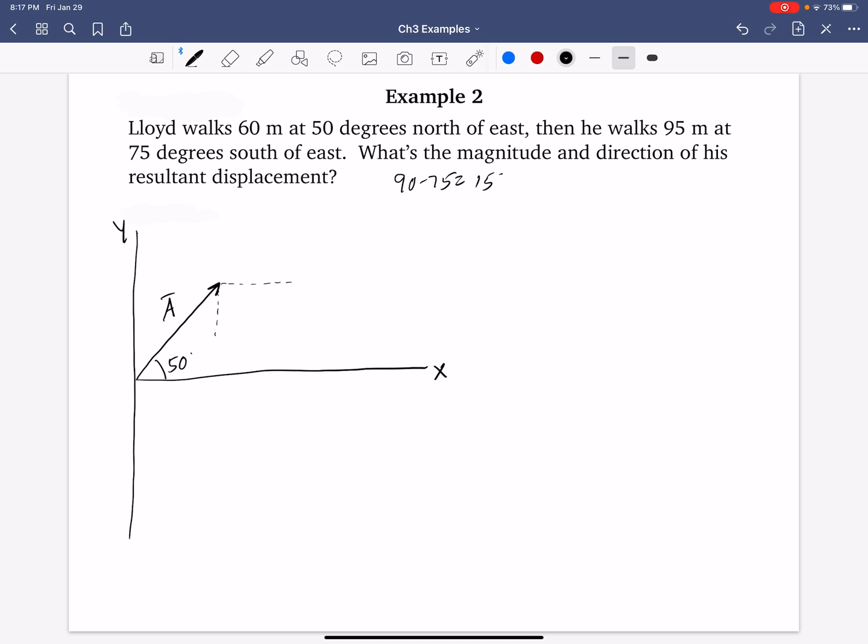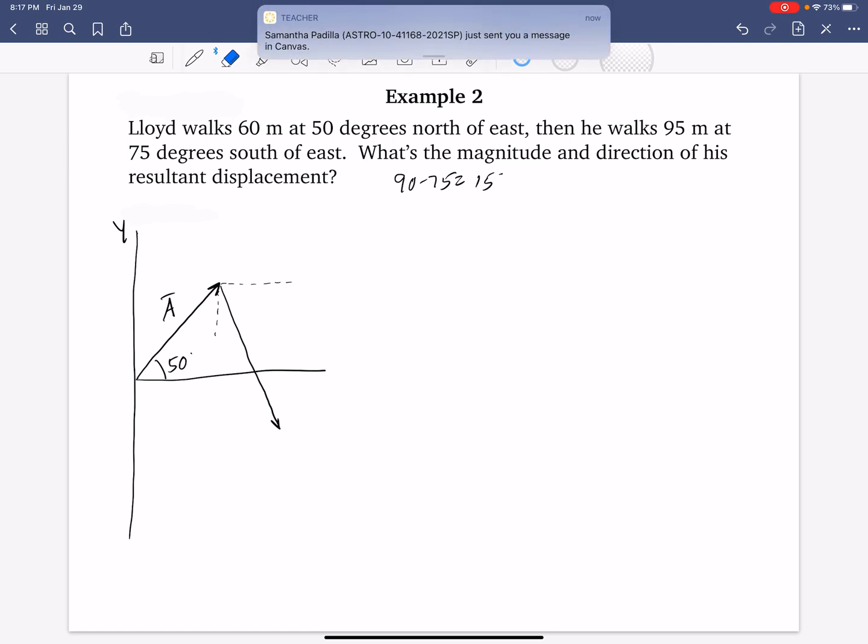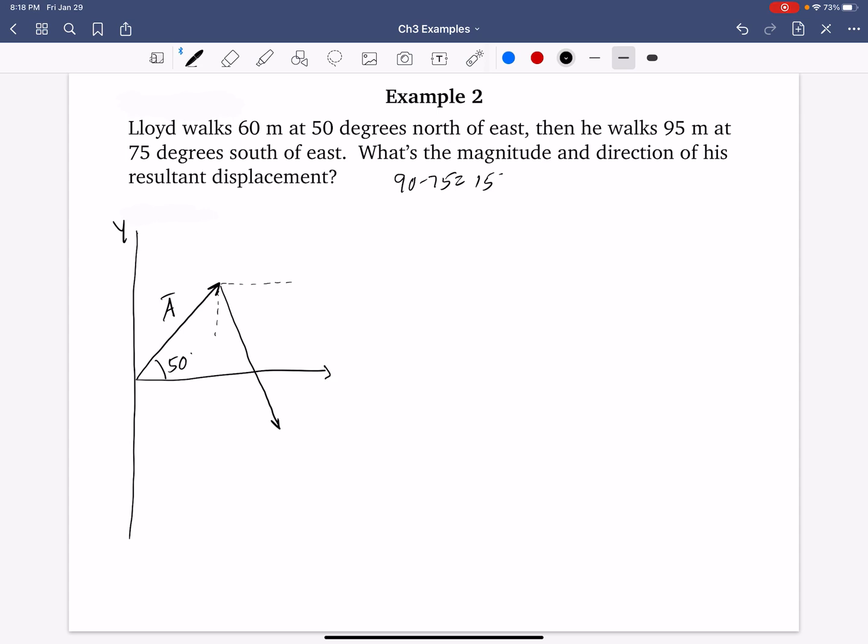So then he goes, well, that's not even 15. Let's do it like this. Something like that. Does that look like 95? I don't know. Maybe. I'm actually going to shorten that axis a little bit, and that will make vector B. And then this angle here will be our 75.